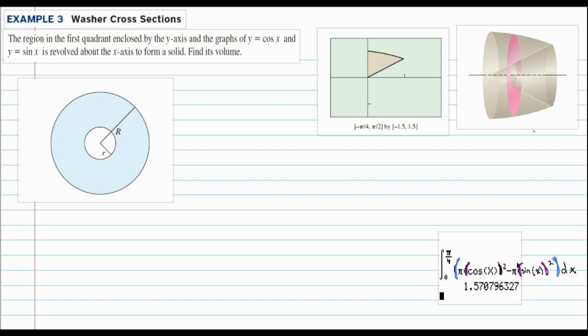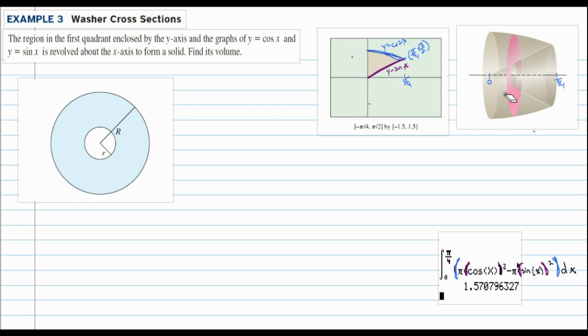Find its volume. So here we have the two-dimensional y equals cosine of x, y equals sine of x. The intersection point there is pi over 4 comma square root 2 over 2. And we're going to revolve that around the x-axis. So over here you have a three-dimensional mock of what that would look like.